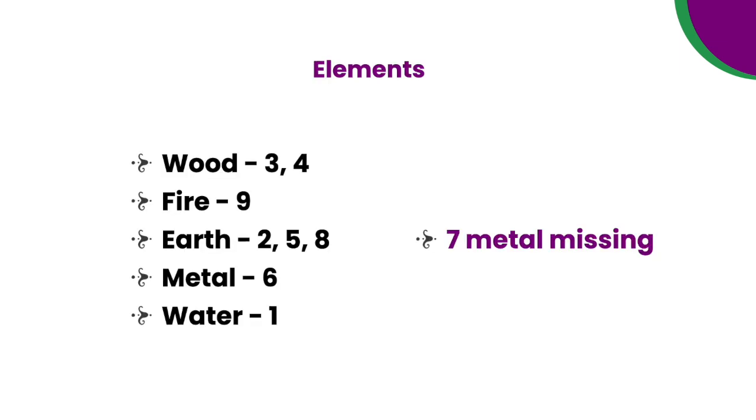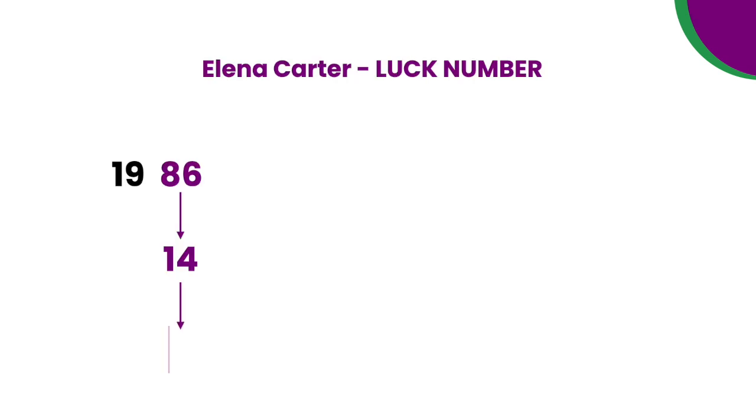From the elements, what is missing? She has the wood element, which is good, 3 and 4. Fire is present. For the earth element, she has 2, 5, 8. The metal element is missing, 7. And she has the water element. So this is the balance. This is the information you gain about the elements through this Loshu grid. Next, what is her lucky number or Kua number?